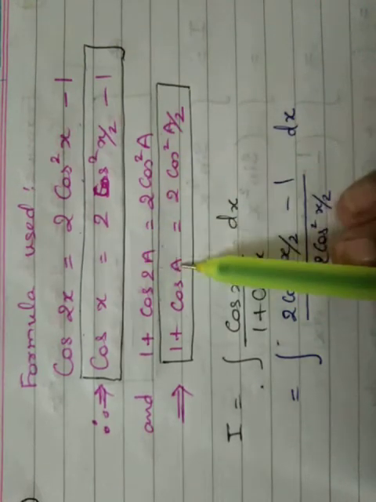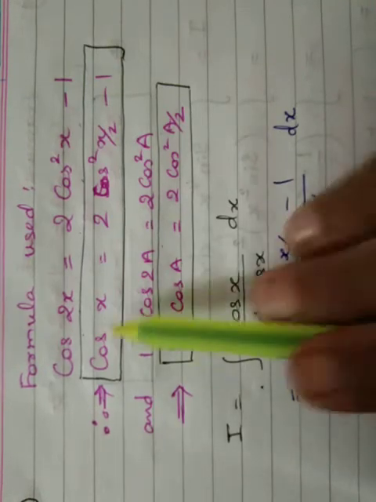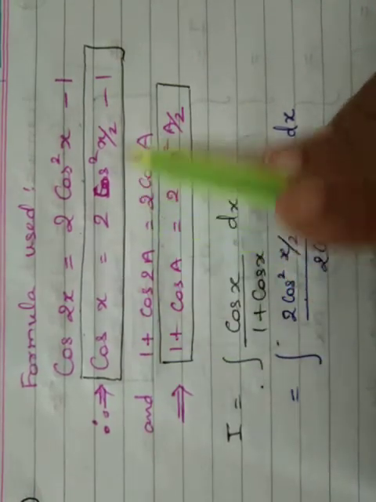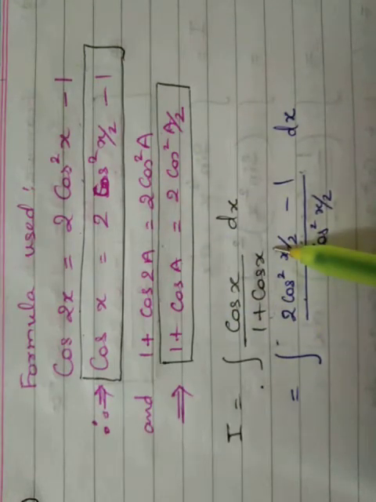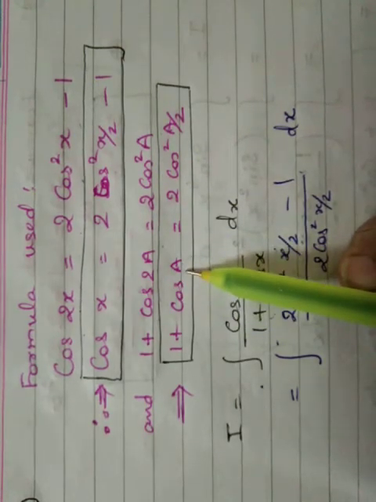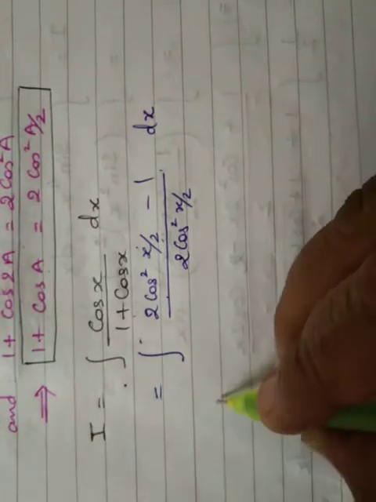Both these formulas in the box I am going to apply in my question. So cos x, as per this, I wrote it as 2 cos squared x by 2 minus 1, and the denominator was 1 plus cos x. So instead of a I use x, so 1 plus cos x is 2 cos squared x by 2. So this is the answer which I am having.